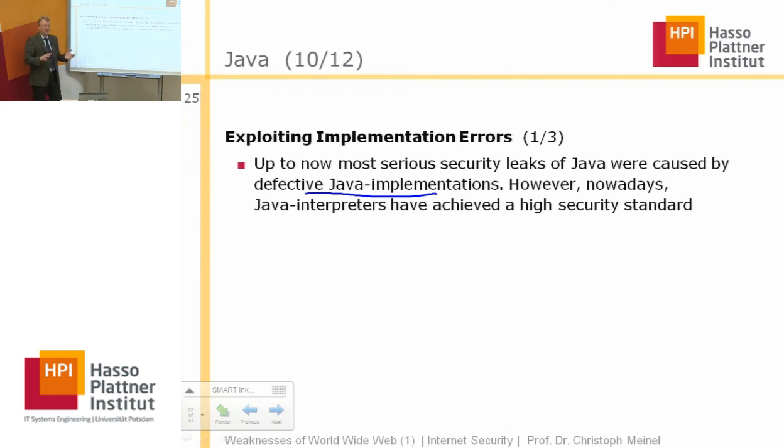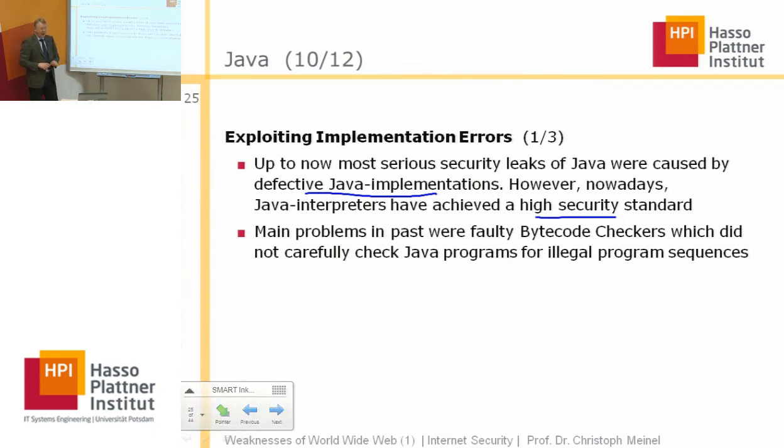Nevertheless, one has to state that nowadays the Java interpreters have reached a very high security standard. So when we speak about such leaks, it's not that we say all is unsecure. Even if it's very secure and very correctly designed with good ideas, there are still some possibilities to misuse things. And one has to understand where these weaknesses are in order to provide means to prevent this.